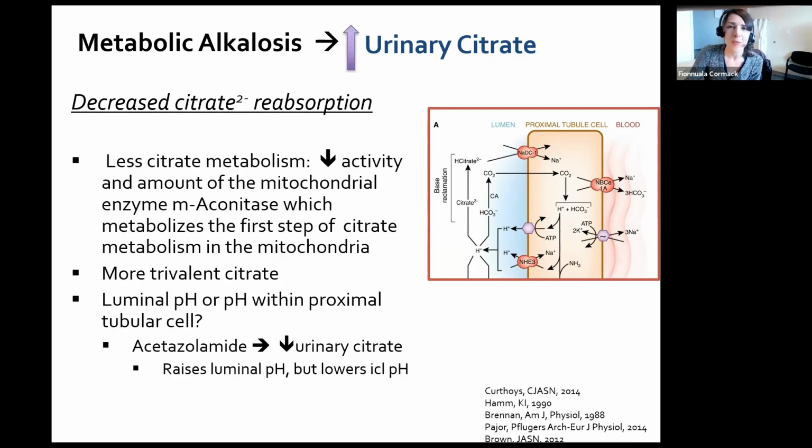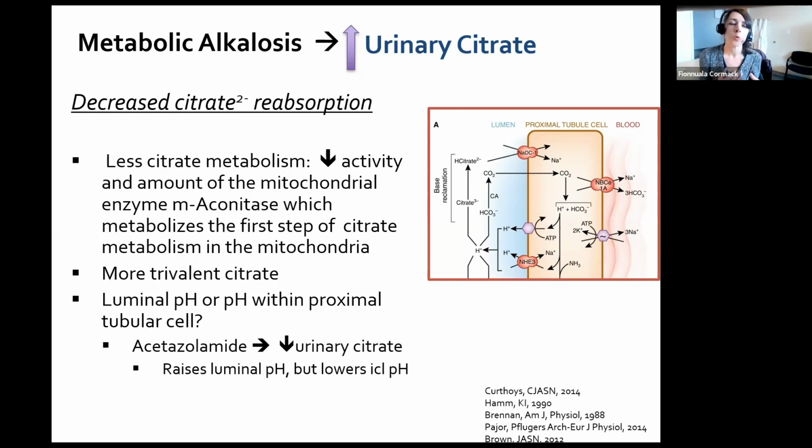So as you would expect, we would expect the opposite from metabolic alkalosis. And this is really the tenet behind alkalinizing the urine in metabolic stone disease. What has been observed in studies is that there is less citrate metabolism in the setting of alkalosis. So again, in contrast to the situation in acidosis, there's decreased activity of the enzymes involved in citrate metabolism intracellularly. There's more trivalent citrate.